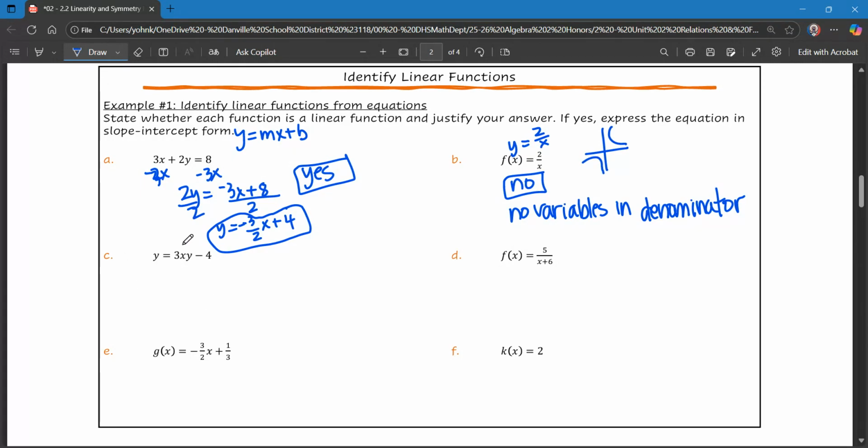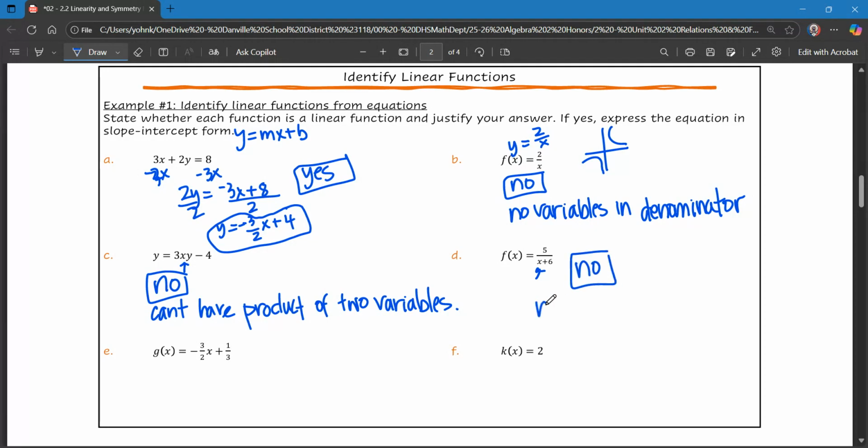Okay, letter C, y equals 3xy minus 4. Boom, right away you have two variables being multiplied together. So this is not a linear function. Can't have a product of two variables. It will not give you a straight line. It'll give you something more like B. Letter D, 5 over x plus 6. Again, not linear, no variable in the denominator. So we'll say no, variables in denominator.